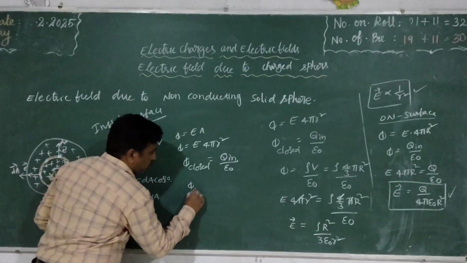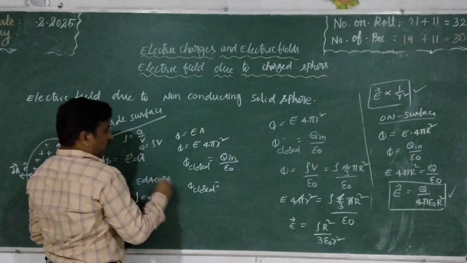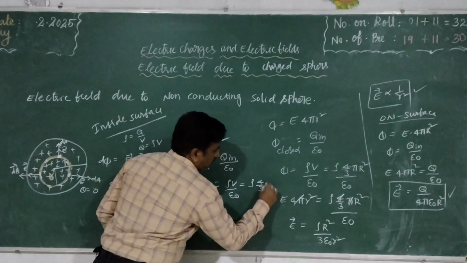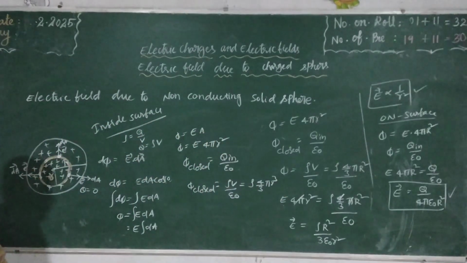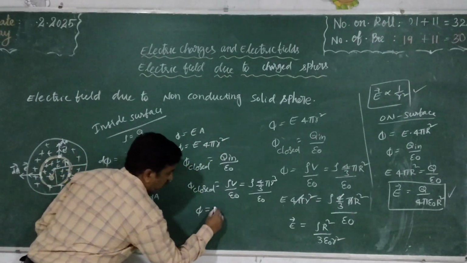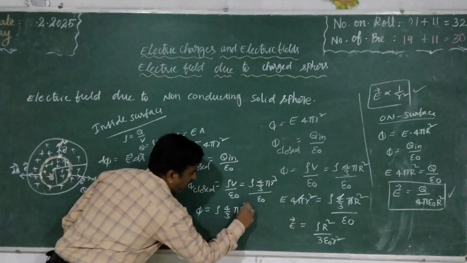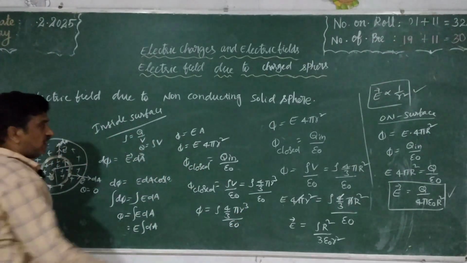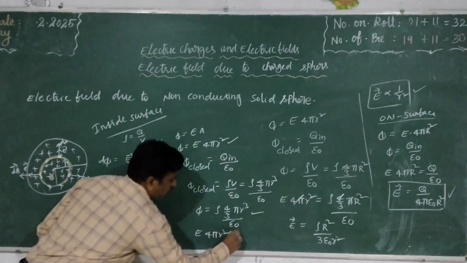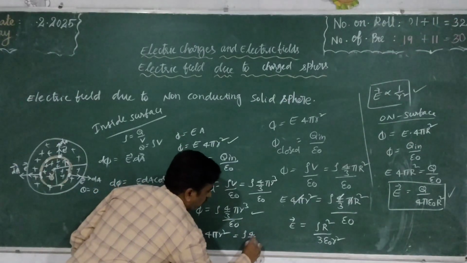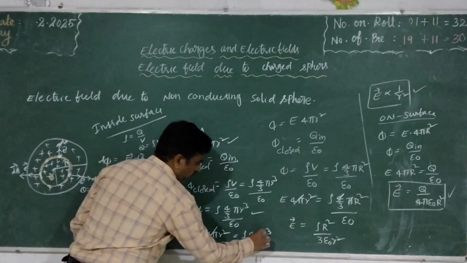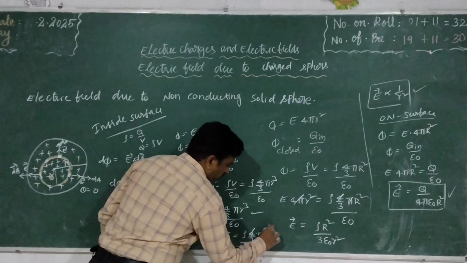So I write φ closed equals q inside by epsilon naught, which is ρV by epsilon naught, that is ρ times 4 by 3 π r³ by epsilon naught. So the flux through this closed surface is ρ 4 by 3 π r³ by epsilon naught. Equating, E 4π r² equals ρ 4 by 3 π r³ by epsilon naught. The 4π cancels and r² cancels, leaving one r.